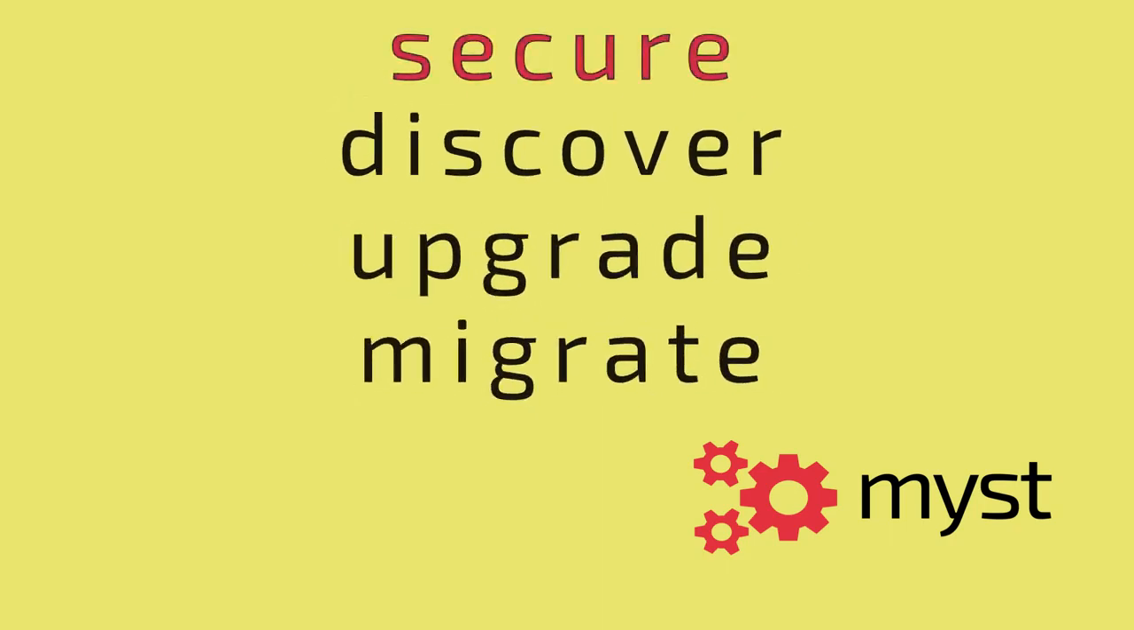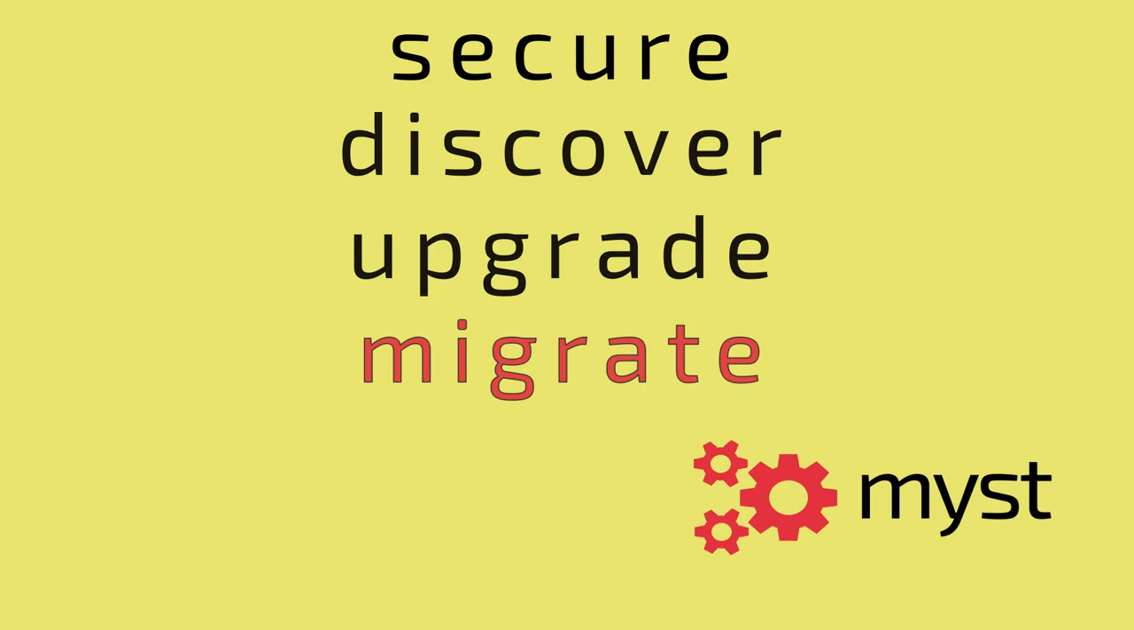First, we're going to create a secure connection to our existing 12.2.1.2 instance. Next, we're going to discover our existing configuration and create a blueprint in Myst. Then, we'll upgrade that blueprint to 12.2.1.3 within Myst Studio. Finally, we'll migrate our infrastructure by applying our upgraded blueprint to an existing 12.2.1.3 instance.